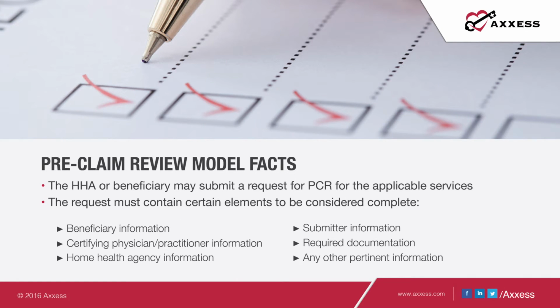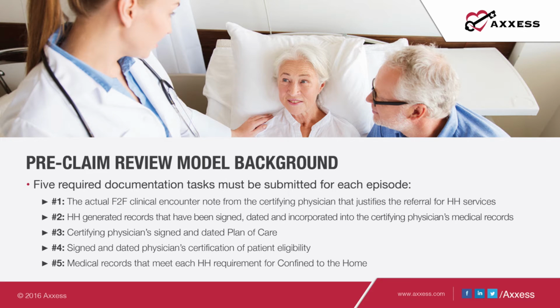The home health agency or the beneficiary can submit the request for PreClaim review and all the applicable services. The request must contain certain elements to be considered complete, and those elements include the beneficiary's information, the certifying physician or practitioner's information, the home health agency's information, and the submitter information. And yes, they actually want the name and the contact information of the person who submits the documentation. Then you'll also have to have the required documentation, as we are going to specify in just a moment, and any other pertinent information that you want to include for review.